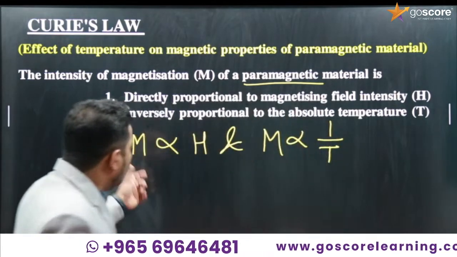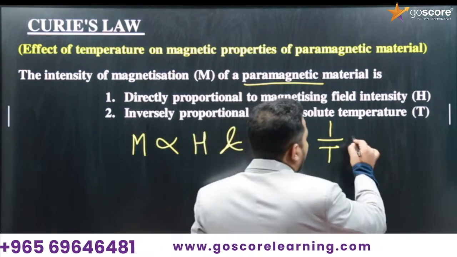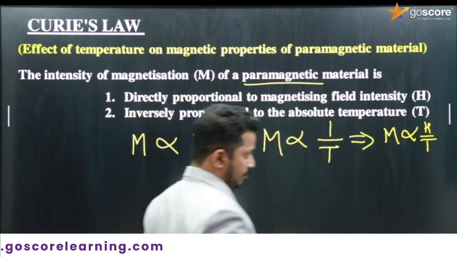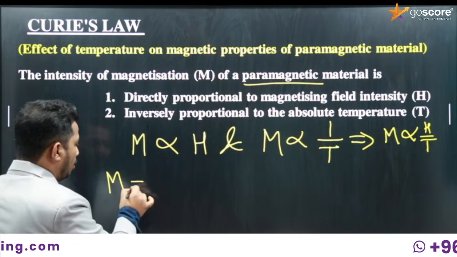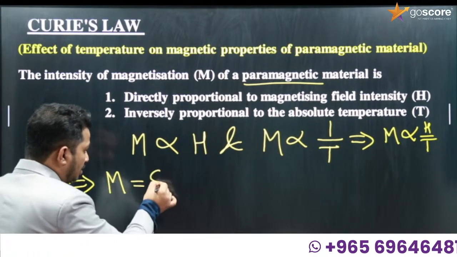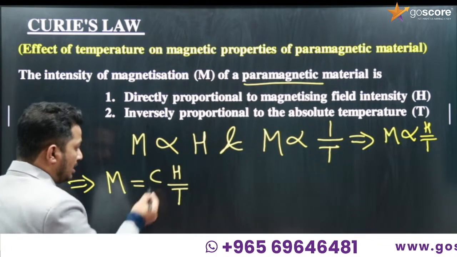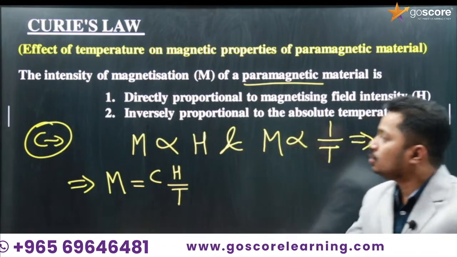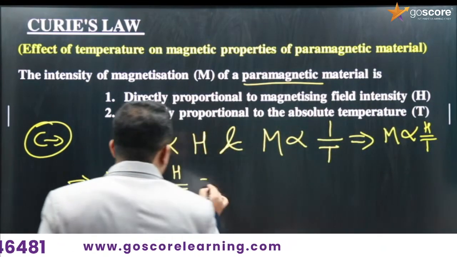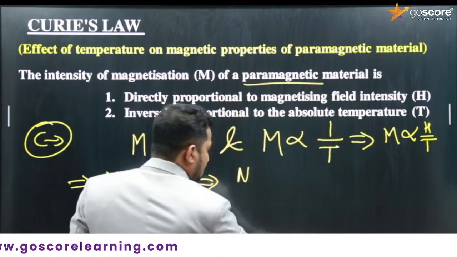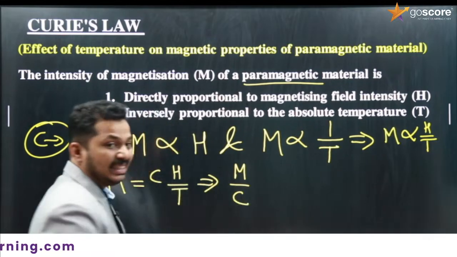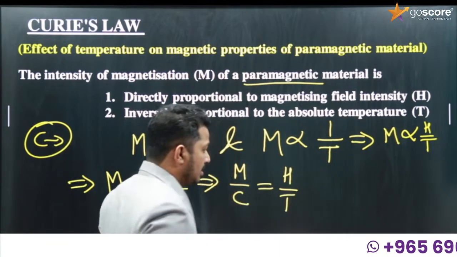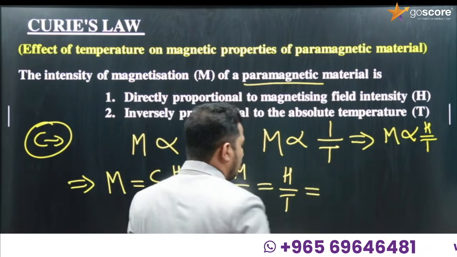So M is proportional to H and M is inversely proportional to T, which implies I can write it together: M is proportional to H by T. Or M is equal to some constant times H by T, and this constant C is known as Curie's constant. From this equation, M divided by C is equal to H by T, which is again equal to chi.